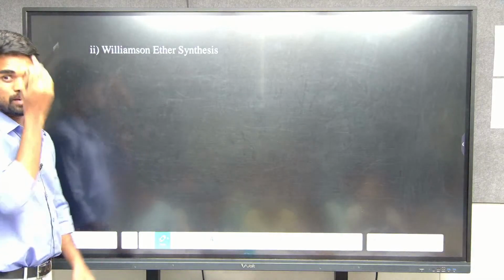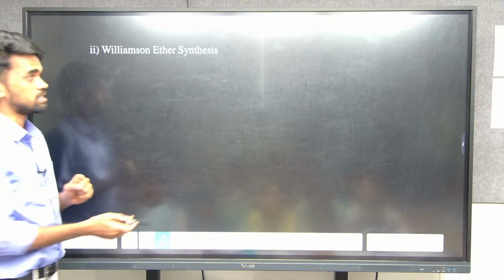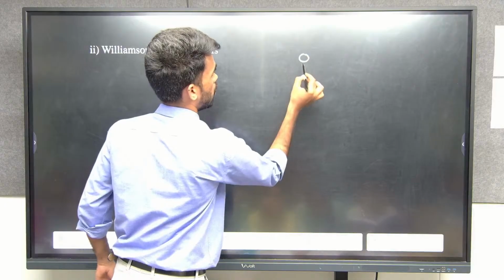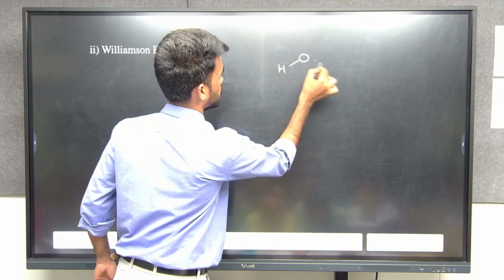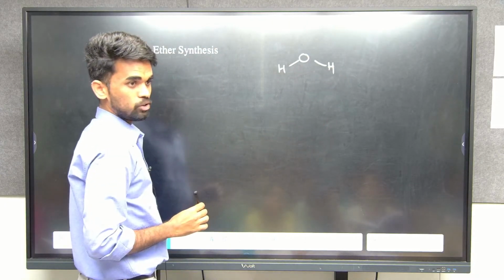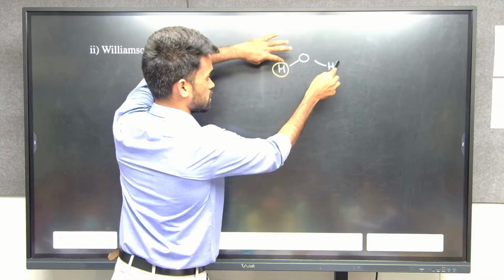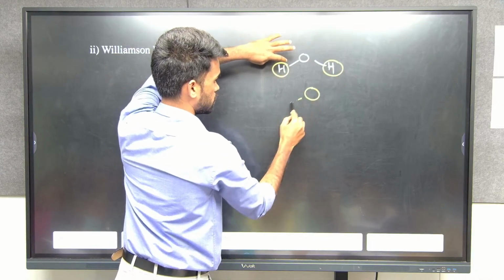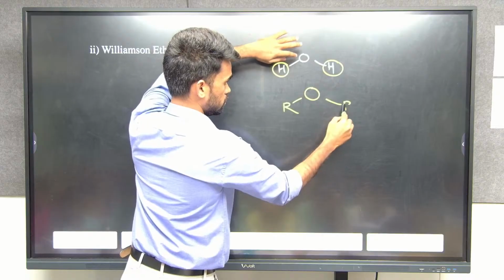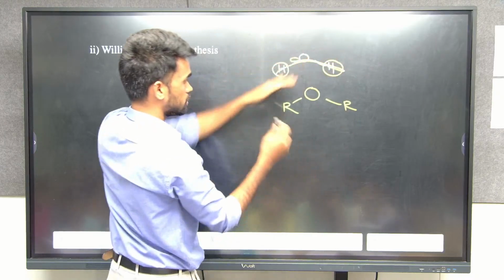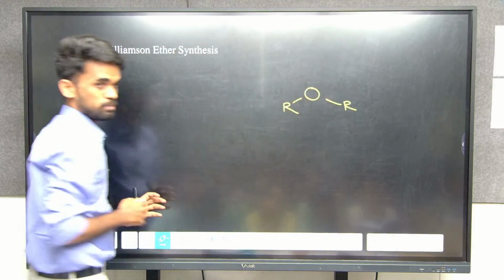Now we'll study ethers. What are they? Ethers, what is the general formula? Oxygen. Like the water molecule you know now. Just remove these hydrogens and replace them with alkyl groups. Then you can say it is an ether. Simple, you can remember it that way.